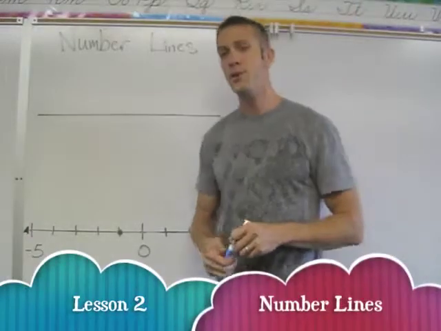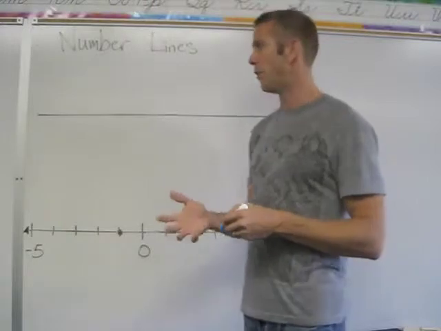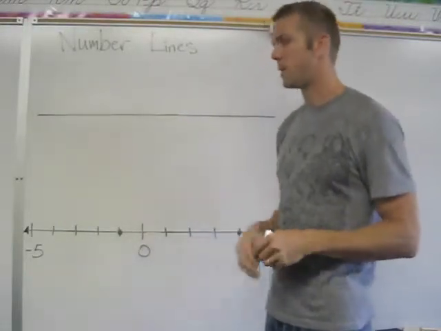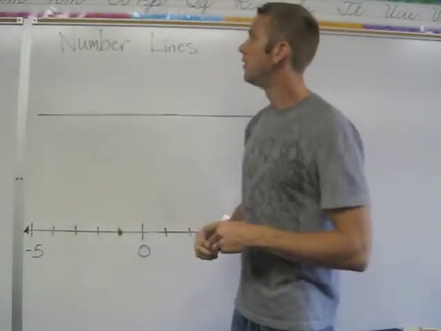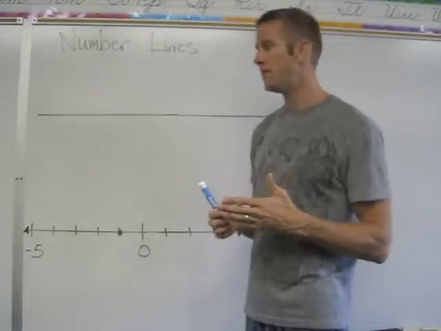Welcome to lesson 2, number lines. Number lines show numbers at a certain distance from 0 in order. First, let's talk about drawing a number line and how you use one, and then we'll solve a problem from your homework tonight. So to draw a number line, first make a horizontal line and separate it with tick marks.